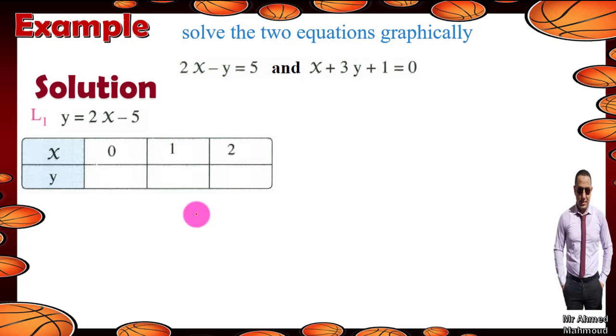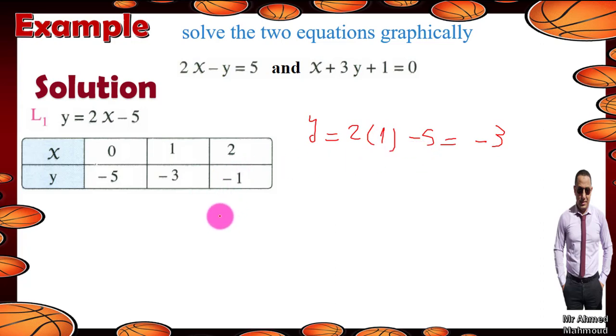اوكي طيب in place of x we are going to write 0, so it will be y equal 2 between brackets 0 minus 5 equal negative 5, so the first value of y equal negative 5. Then we are going to write in place of x 1 like this, so it will be negative 3 here. Finally, I'm going to write in place of x, 2. So it will be 2 times 2 minus 5, which is equal negative 1.